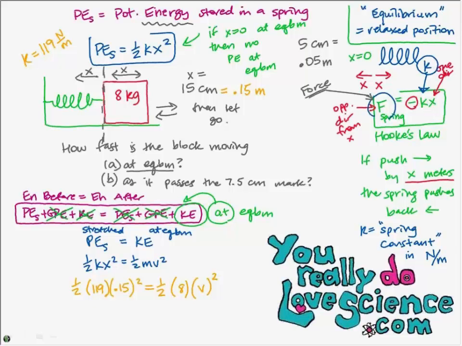Okay. So we can get rid of the 1/2, luckily, because they're on both sides. And we can do the algebra. We can pull out a calculator and do 119 times 0.15 squared. And then we're going to divide that by 8, and then we'll take the square root. So I get a velocity of 0.579 or 0.58. Okay, so the velocity is 0.58.